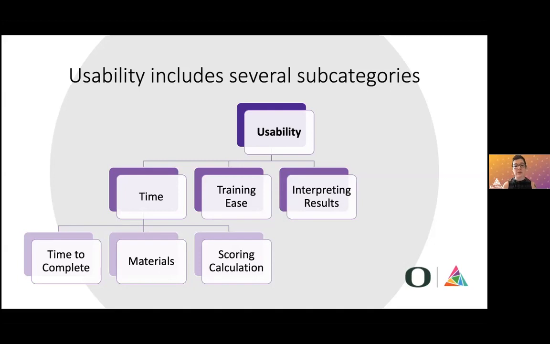Another aspect of usability is how interpretable the results of the measure are. Some things that contribute there that we consider is whether the measure is standardized, as well as if the measure developer provides any supplemental materials to facilitate that interpretation process. Sometimes measure developers will provide information on how to interpret percentiles, for example, or scaffold some of the data scoring process, things like that.